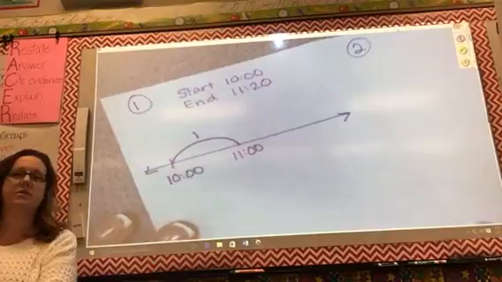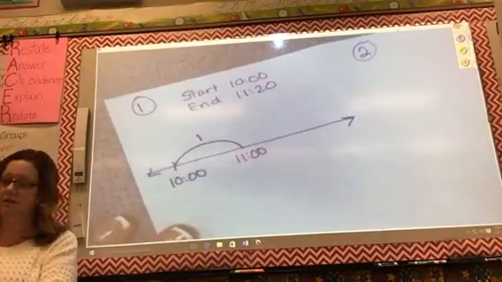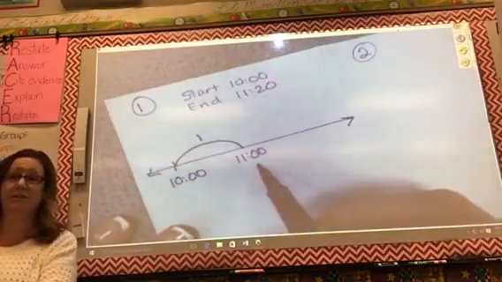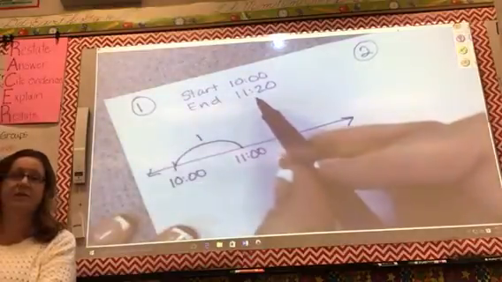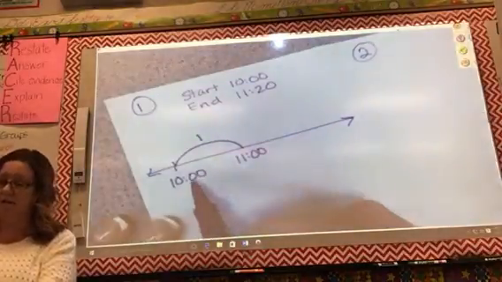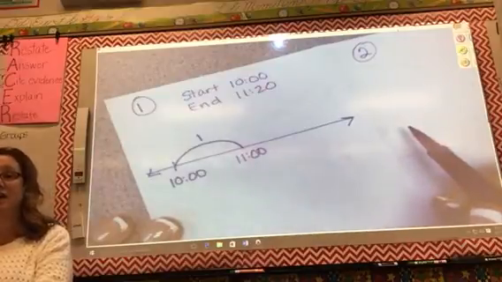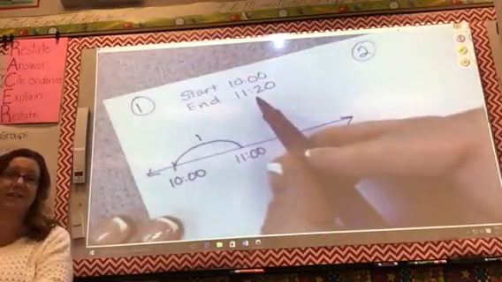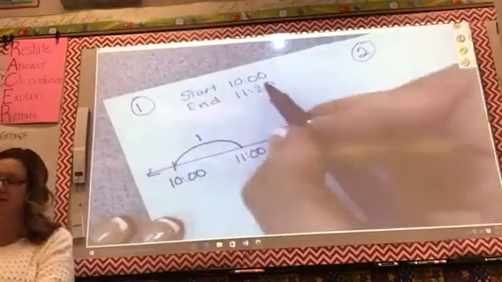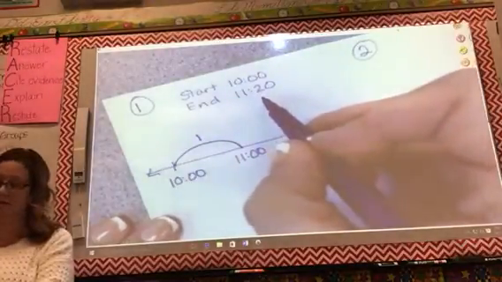Okay, how many minutes do we have to bump over? Do we need to go another hour, or do we need to bump over minutes? Well, let's look. If our end time is 11:20, 10 o'clock to 11 o'clock, 11 o'clock to 12 o'clock, you would have missed your recess. That's no fun. So we only have to bump over in minutes now, okay?